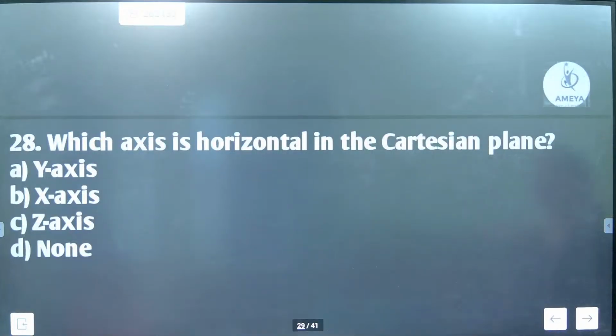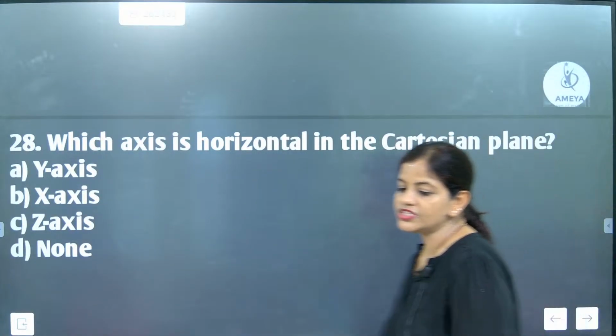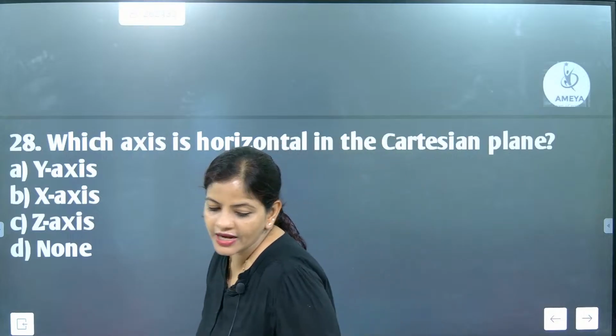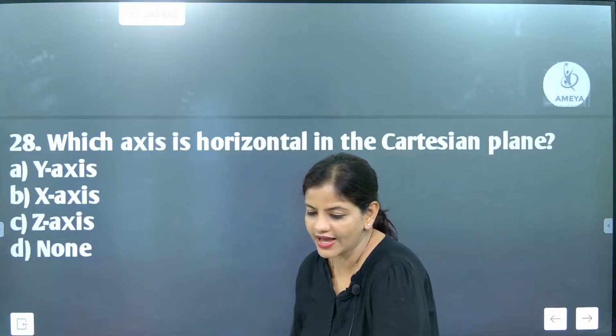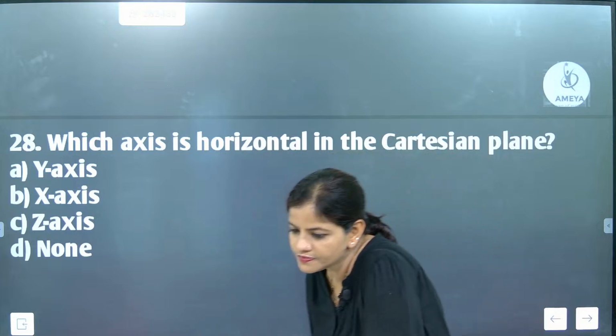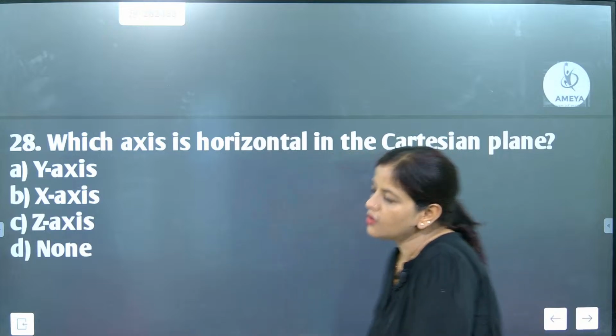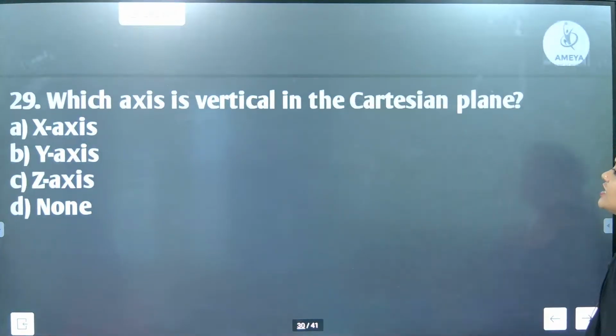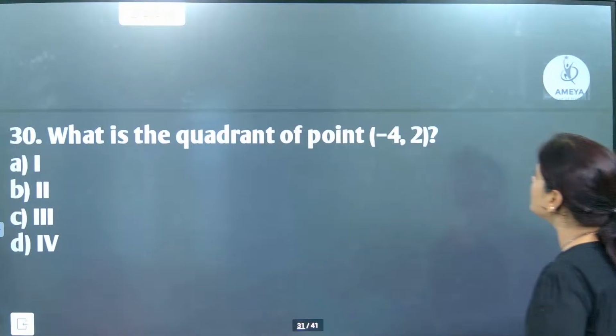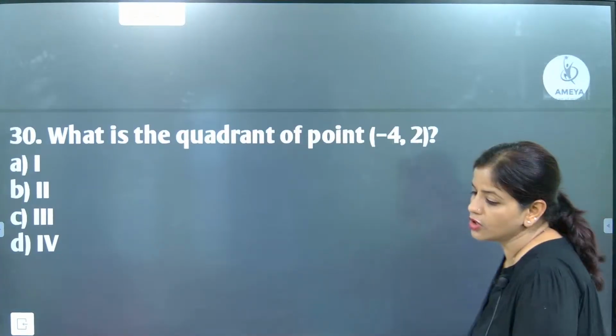Which axis is horizontal in the Cartesian plane? X-axis. Which axis is vertical? Y-axis. Very good. Now, beta, which axis is vertical in the Cartesian plane? Y-axis. Now, what is the quadrant of the point (-4, 2)?